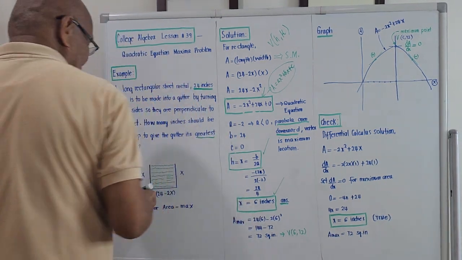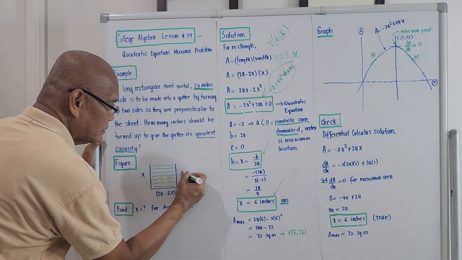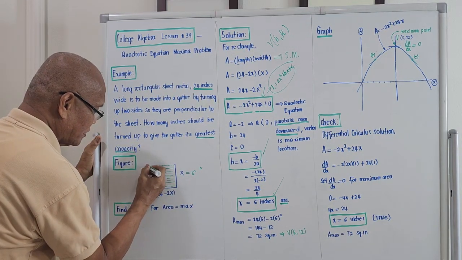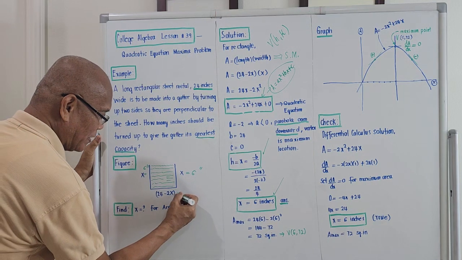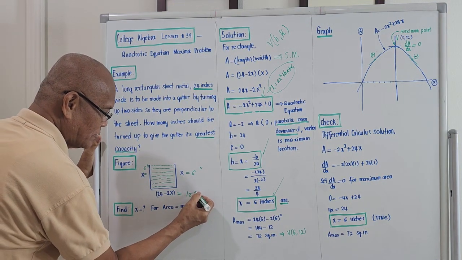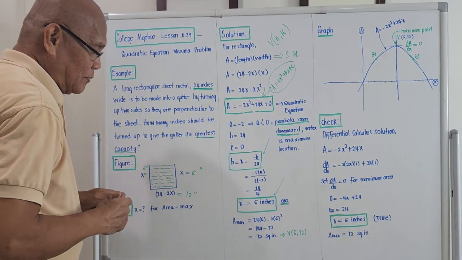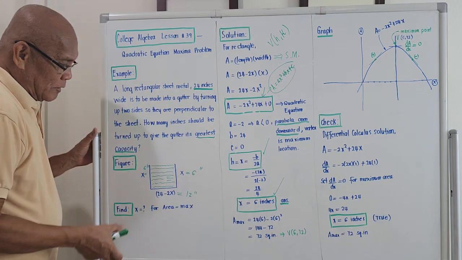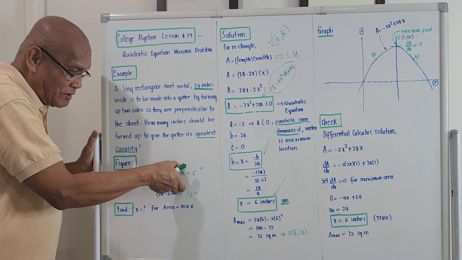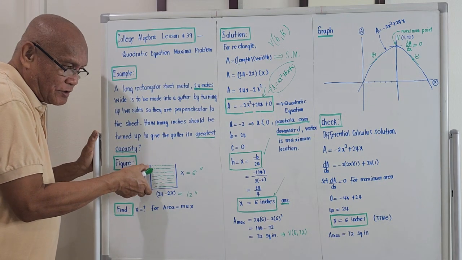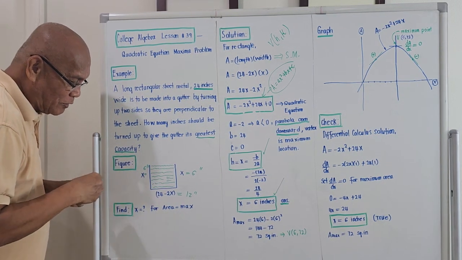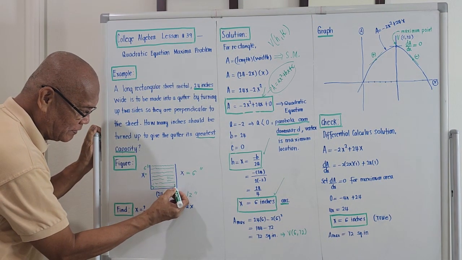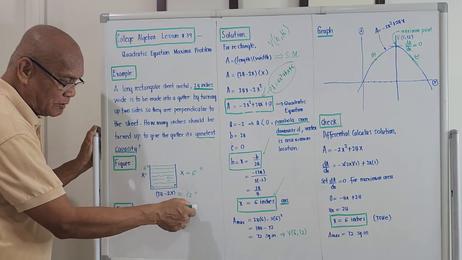So for the given problem, the side to be turned up is 6 inches and the other side is also 6 inches. So 24 minus 2x is 12 inches. Meaning to say, for the gutter to have the maximum capacity possible, it should be turned up 6 inches on one side and 6 inches on the other side. They should be perpendicular, because that is the condition in the problem, and the bottom portion will be 12 inches.